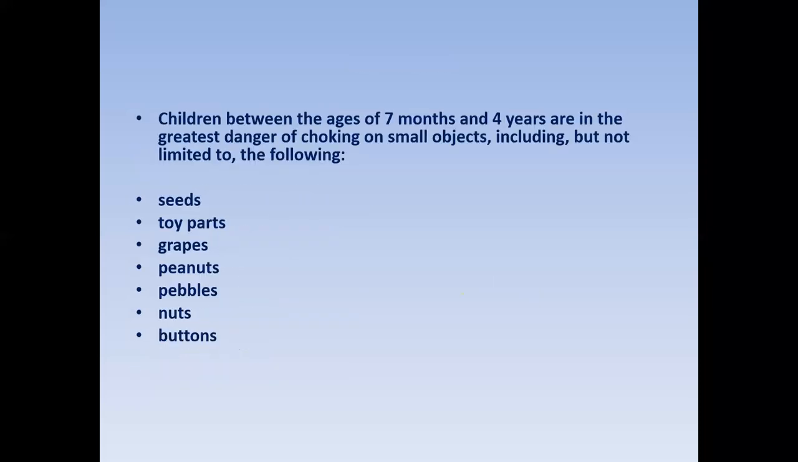Okay. So children between the ages of 7 months and 4 years are in greatest danger of choking on small objects. These small objects include seeds. So we have seen children with foreign bodies like beans, maize, groundnuts, toy parts, grapes, peanuts, pebbles, buttons, pencil covers, pencils. So a child can aspirate on any foreign body in the airway.